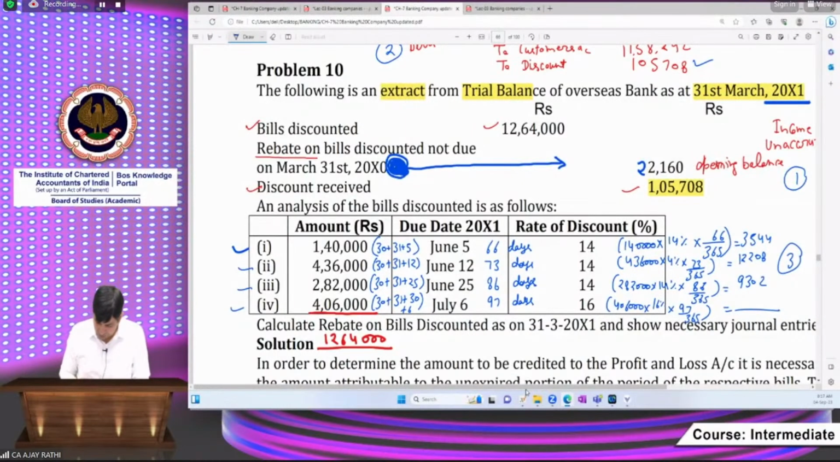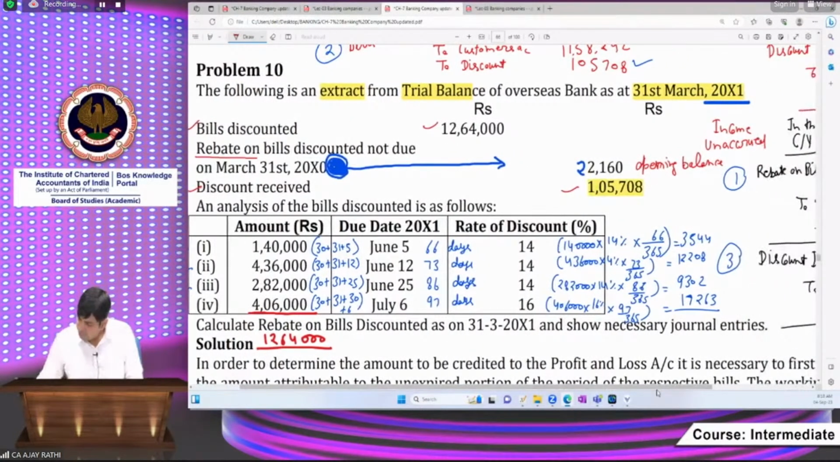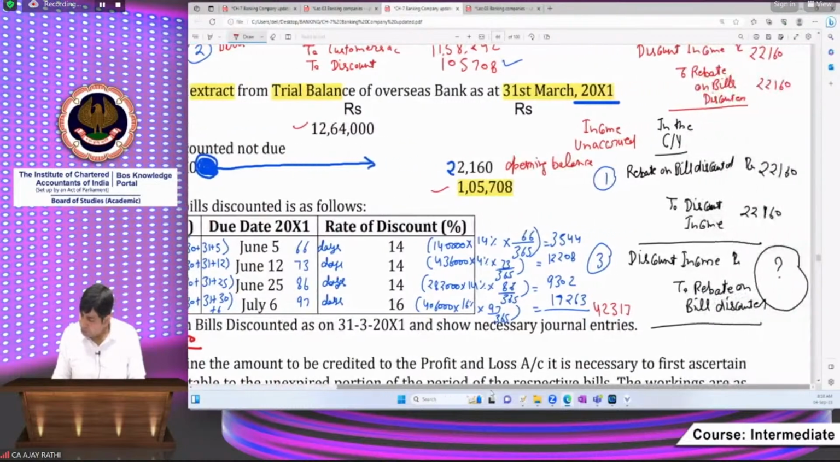16% multiplied by 16% multiplied by 97 divided by 365. That is 17,263 plus 9,302 plus 12,208 plus 3,544. That is how much amount? That can be called the closing rebate. That is 42,317. So beta, can we do this and fill this amount in such an entry?